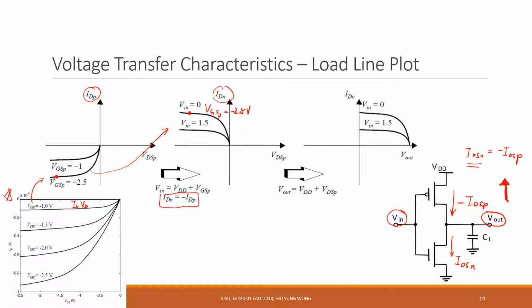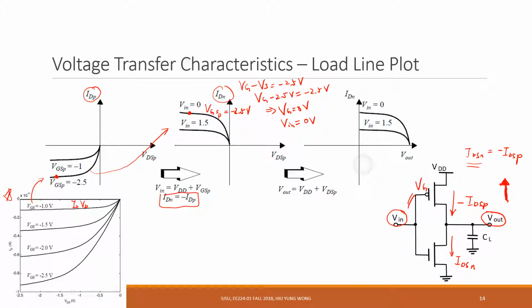It means that VG minus VS equal to negative 2.5 volts. But VS is at VDD, right? Which is 2.5 volts, right? Which means VG equal to 0 volt. But what is VG? This is VG. It is equal to Vin. So Vin equal to 0 volt.